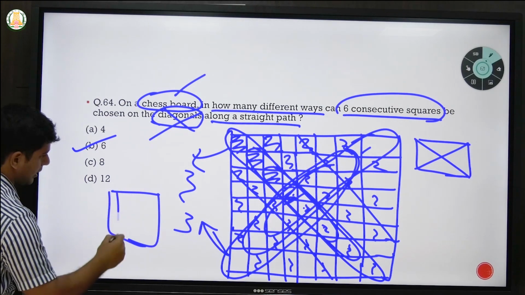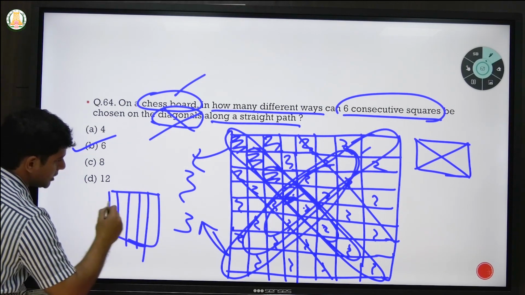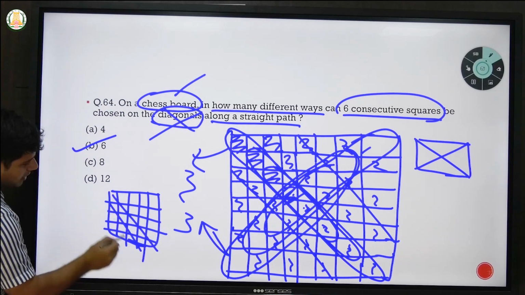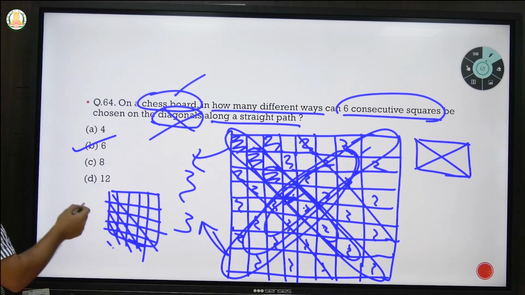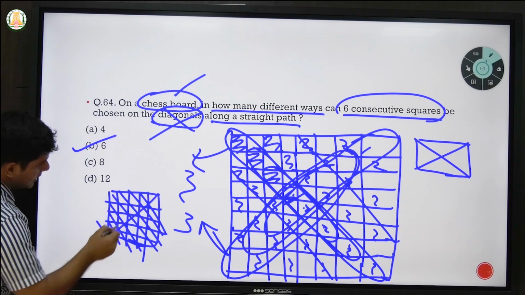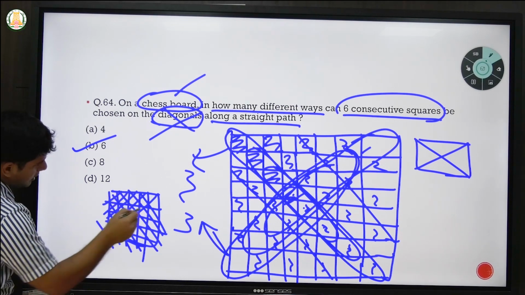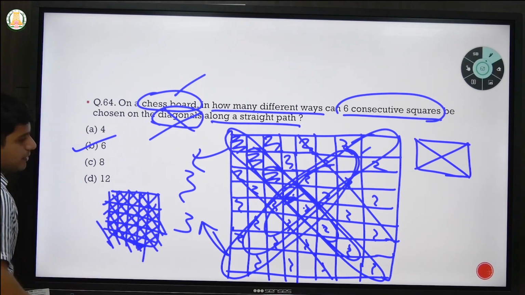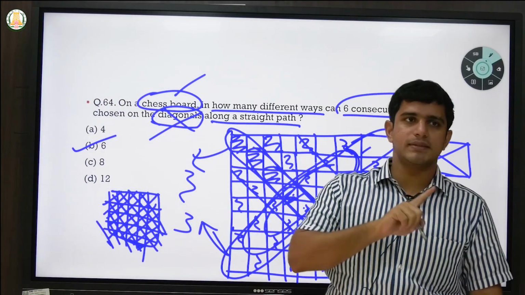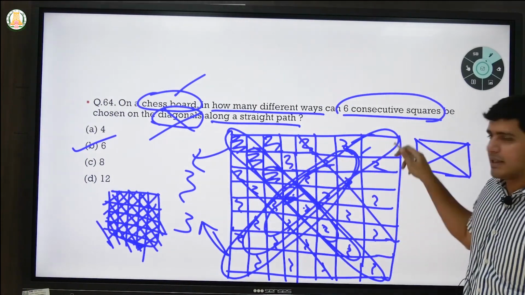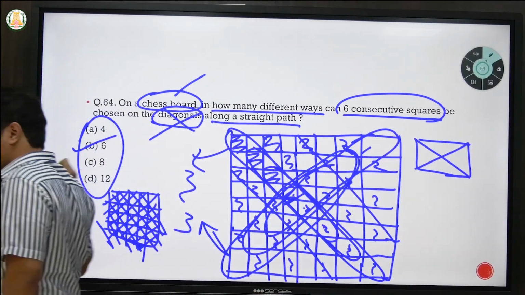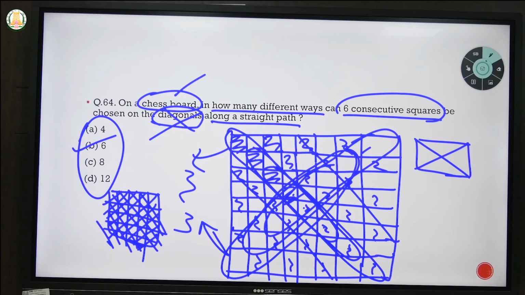So, all these columns you have to see, all these rows you have to see, and along the diagonal also, whatever are parallel to diagonal also become your straight lines, because this is a straight line. Similarly, on the other side, so this is one diagonal, and these are lines parallel to these diagonals. So, it will be very complicated, and he too knows that this is complicated. That is why he has specifically given only the diagonals. And you see the options also, 4, 6, 8, 12, the number is very less.